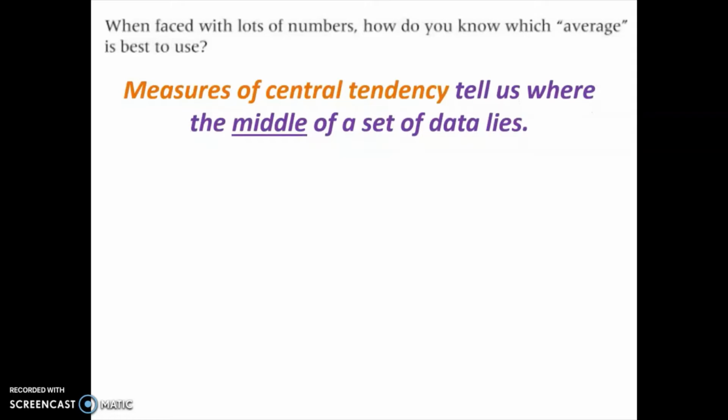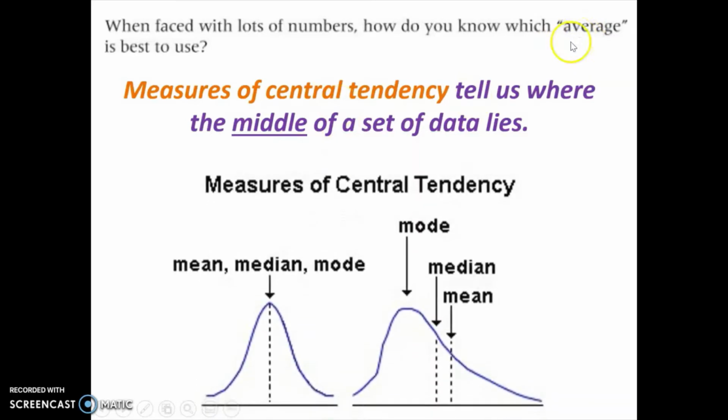Measures of central tendency tell us where the middle of a set of data lies. So there are several different ways to describe the middle of data, and we're going to talk about which is better and when. For example, you may know these three basic measures of central tendency. They are mean, median, and mode.